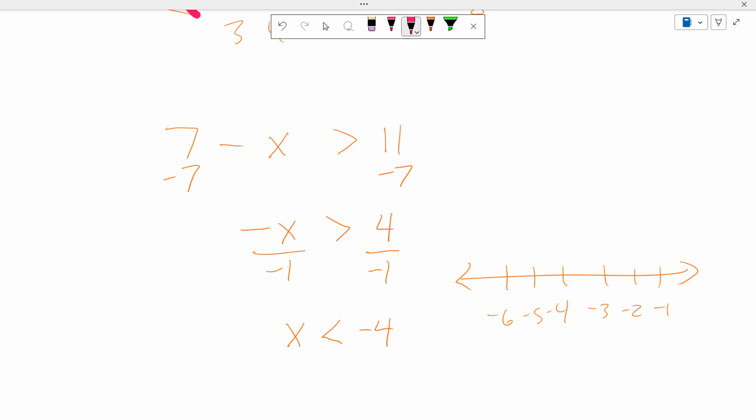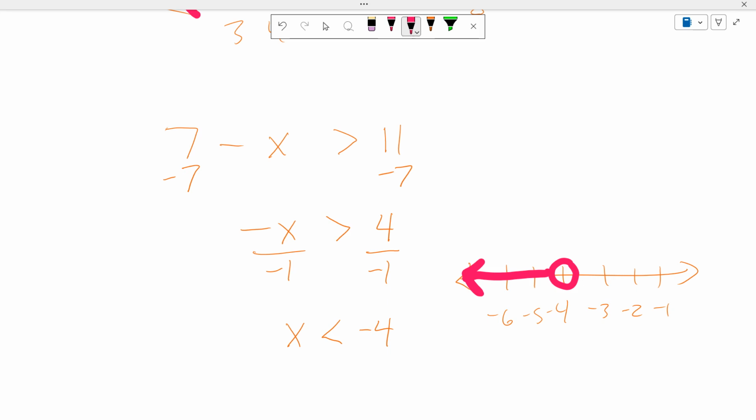What kind of a circle is at negative 4? Open or filled in, Ben? Open. And which way do we shade, Susie? Left or right? Left. There we go. Okay, so it should look like that.